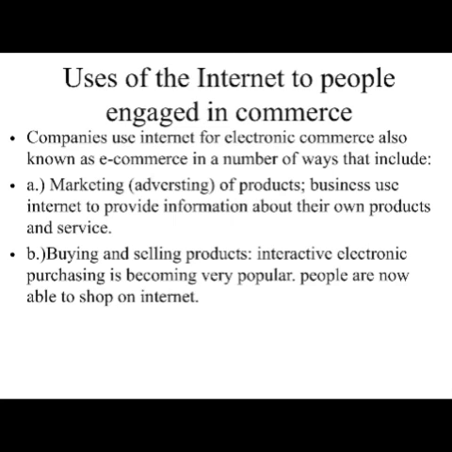The other one is buying and selling products. Interactive electronic purchasing is becoming very popular. People are now able to shop on the internet. Okay, so now I'll give an example of these days. Most people who sell clothes, bags, and shoes order them from the internet. We have things like Alibaba, we have Shein. So people will just go on that application, select whatever products they want to buy, and they just use the internet, they ship and get their products.